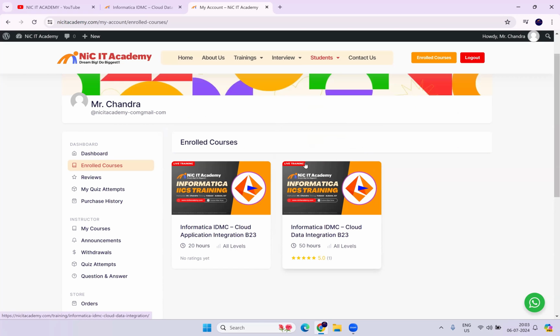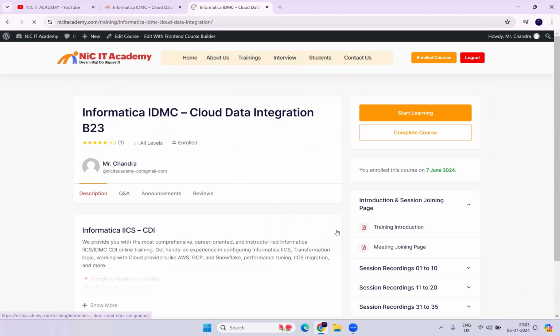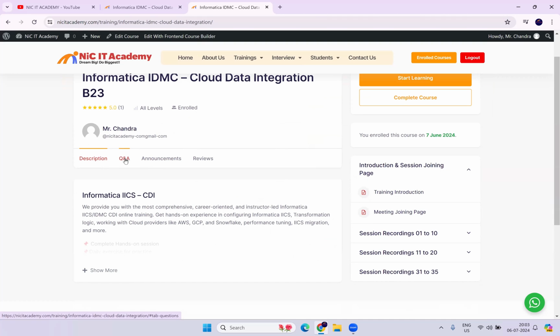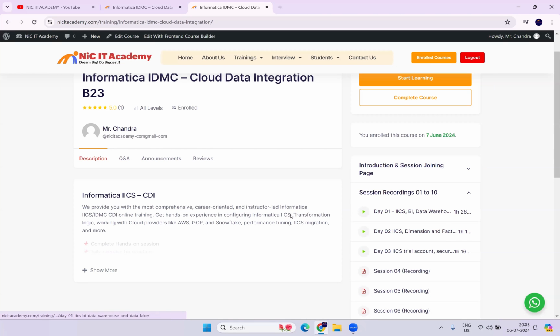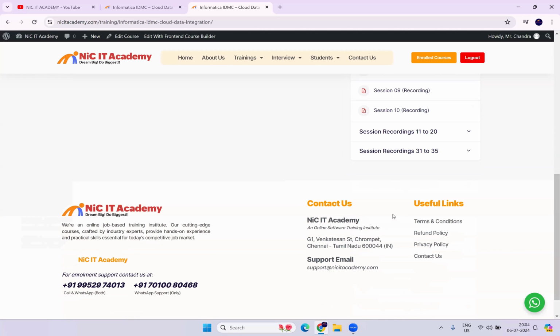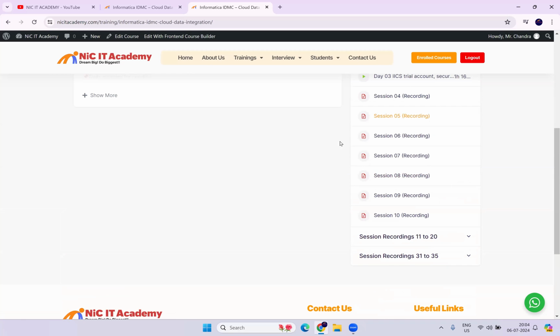For a better student experience, we have taken this particular LMS portal. For example, if you have logged in for IACS CDI or Azure, whatever courses you have enrolled in, you will get this particular portal here. Here you will have the description, question and answer. You can raise your questions even after some time. Then announcements. If you go to recordings, you will have all the recordings. Whatever sessions of the courses we completed, the recordings will be available here. You can watch them from here. Recordings, materials, assignments, everything will be available, so you can access it at one single point.